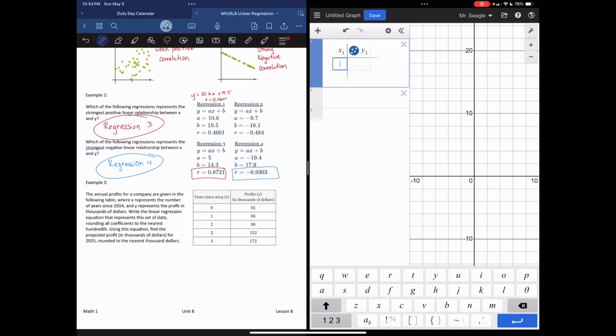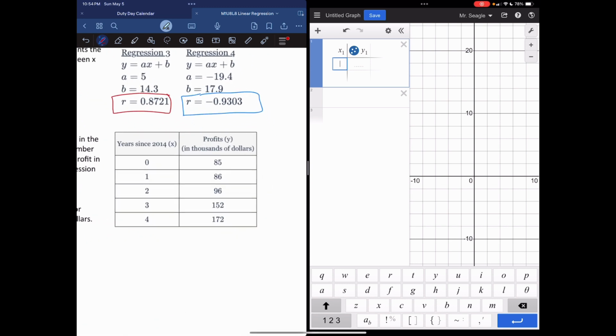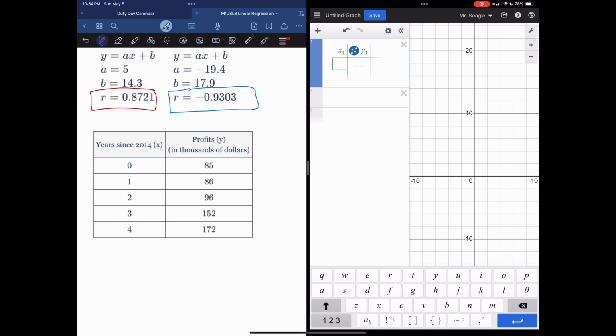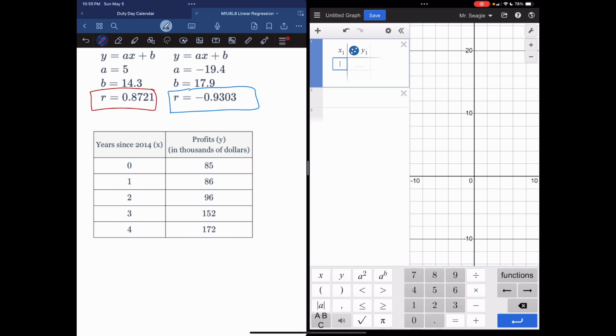Okay, so what we're going to do is take the values from this table and just plug them in. So we're going to write 0 here, and my first y is going to be 85. And then we're going to go down to 1 and 86.